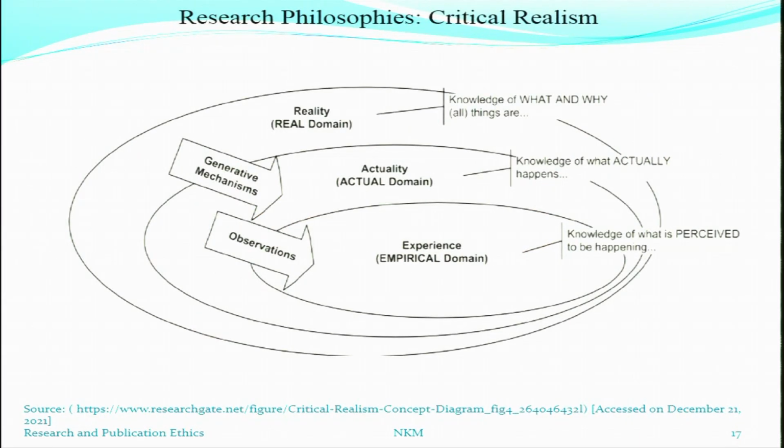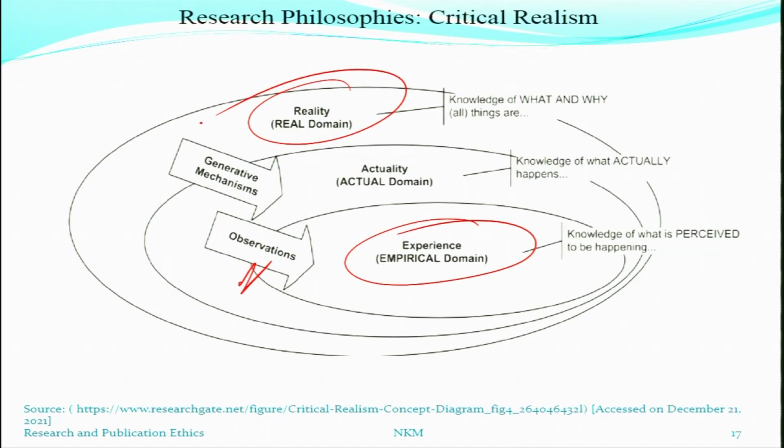Let's try to understand critical realism. As you can see, in critical realism, first we start with experience, that is the empirical domain: knowledge of what is perceived to be happening. That's about our observations, the researchers' observations. After that experience domain, we talk about the very periphery, the upper level, that is the reality of any kind that you observe, and knowledge of what and why things are the way they are.